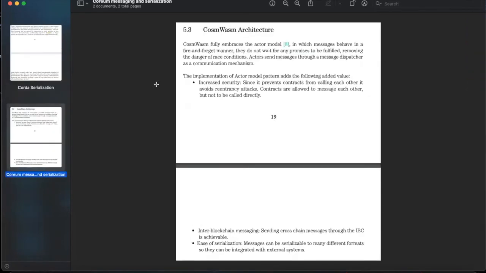So both Coreum and Corda also mention serialization. It says CosmWasm fully embraces the actor model, in which messages behave in a fire and forget manner. They do not wait for any promises to be fulfilled, removing the danger of race conditions. Actors send messages through a dispatcher as a communication mechanism. At the end here, it says ease of serialization: messages can be serializable to many different formats so that they can be integrated with external systems.